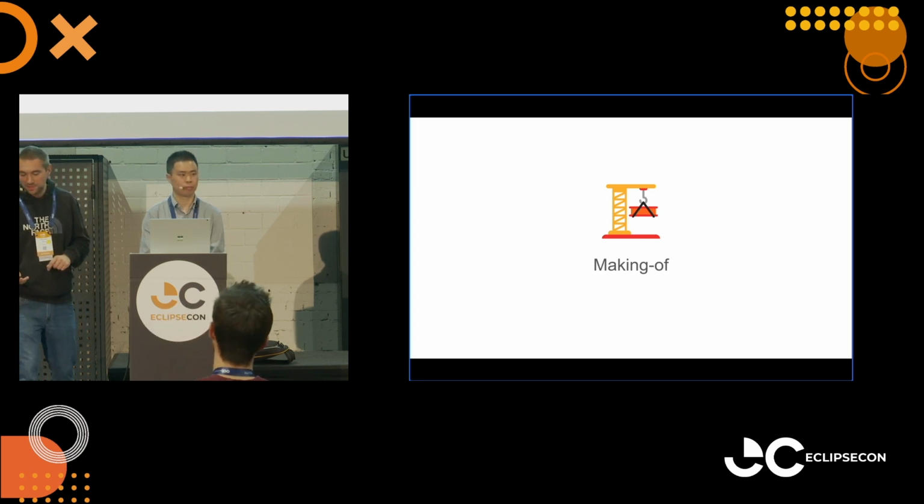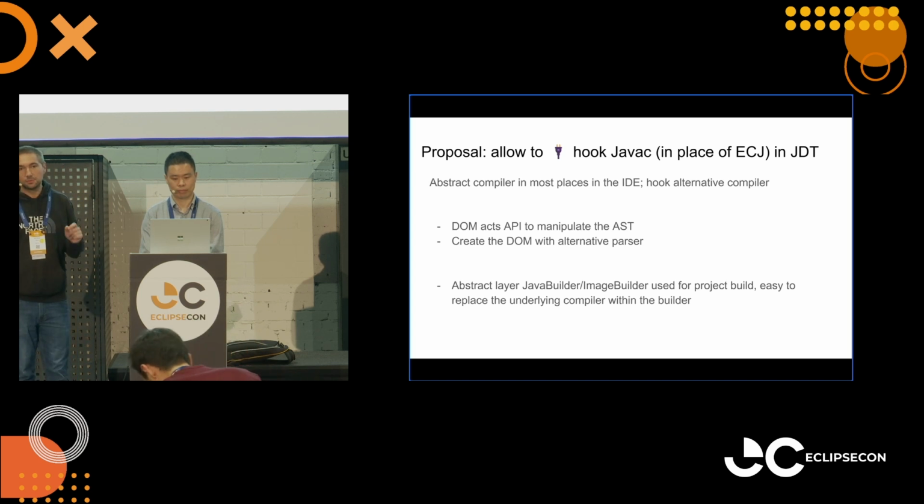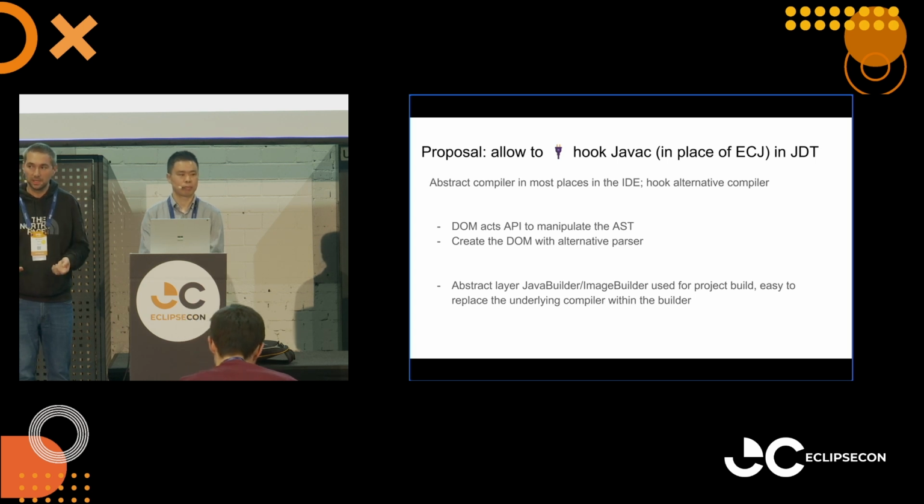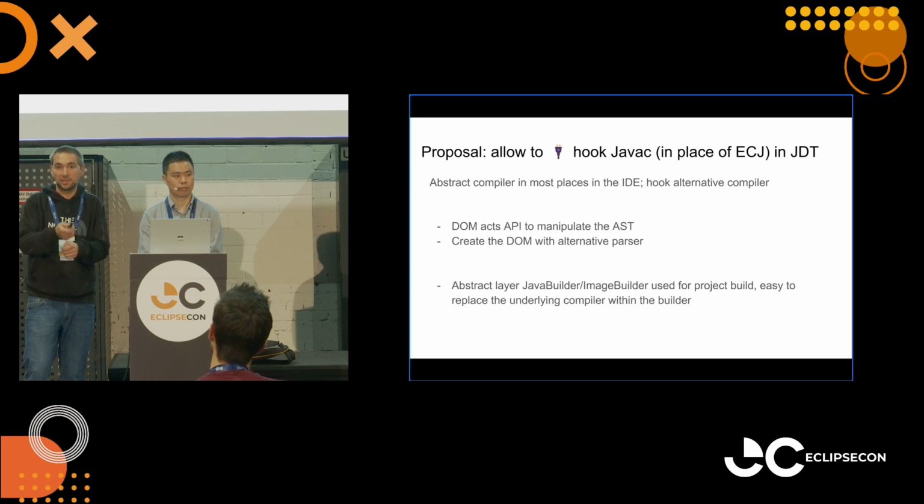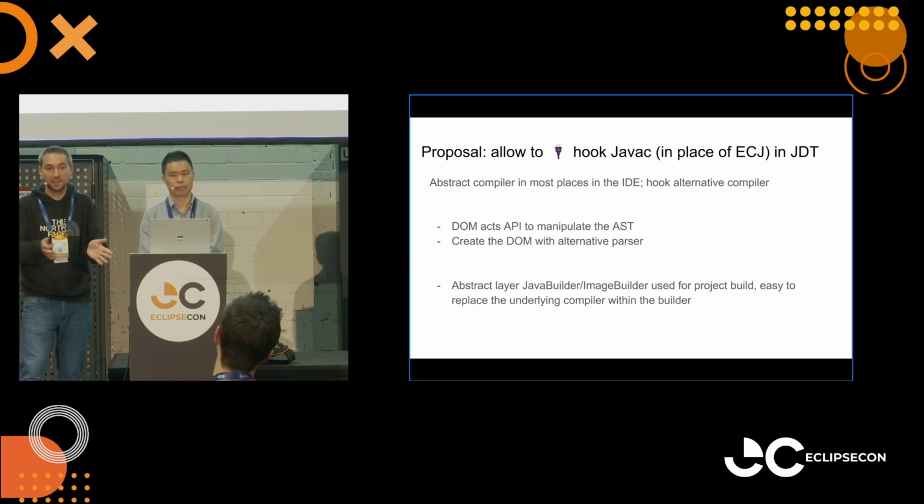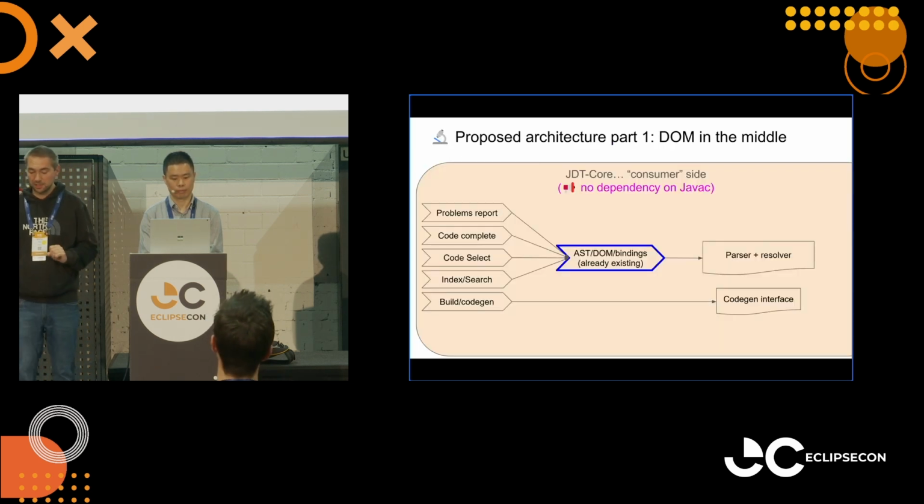That's not trivial. Let's discuss what we propose concretely. The proposal is to allow Javac to hook in place of ECJ in JDT. We are happy that Eclipse is an extensible platform. Its APIs are well designed. It's easy to implement different strategies and let the IDE choose which one we want. So we will try to hook Javac in place of ECJ in JDT.